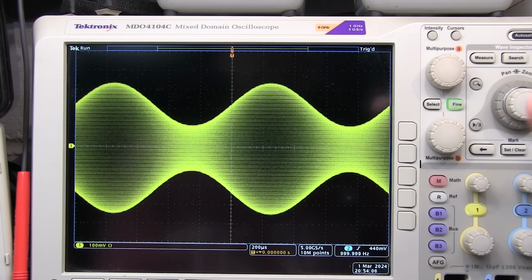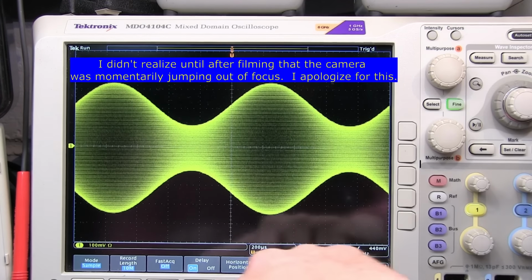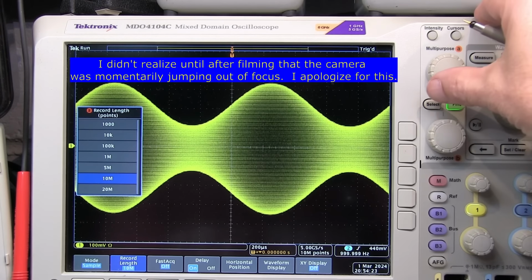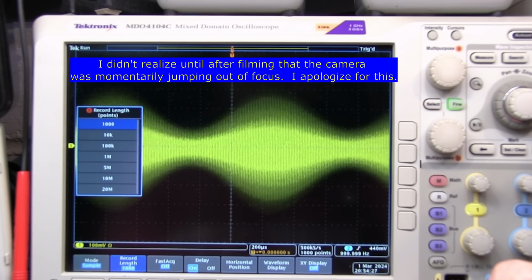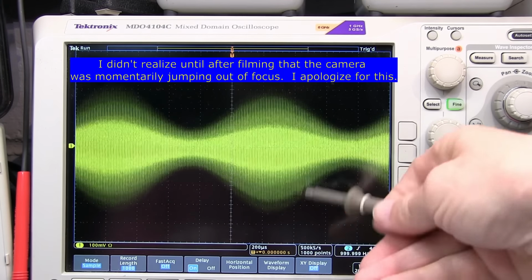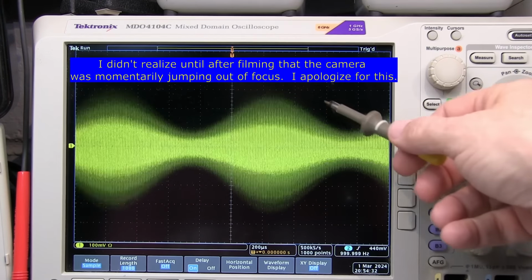But what if you don't have that available to you? Let's take a look at some techniques. Let's look at what happens if you don't have that large record length available. Let me dial this down to, say, a kilosample. At a kilosample, we can see that I'm not quite getting a nice clean envelope here.